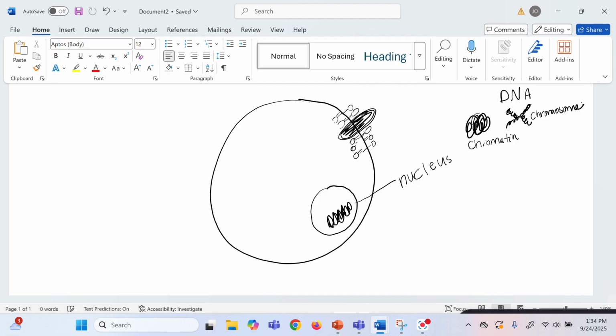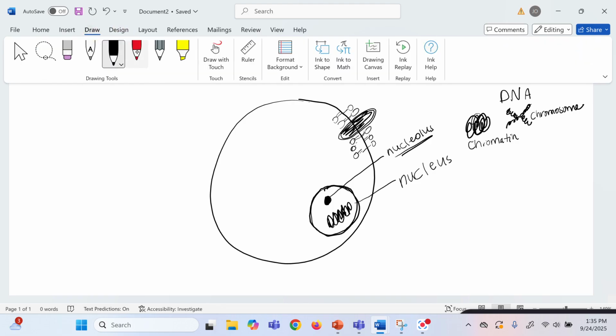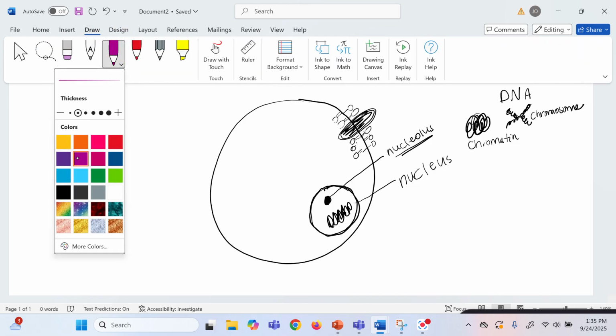Okay, so cells have a nucleus, and it has the DNA inside it. Cells also have inside the nucleus a nucleolus. The nucleolus is where RNA and proteins are. And the nucleus has a nuclear membrane, right? You'll learn about that. Now, can I change colors? Maybe. Let's see. Oh yeah, now I'm working.